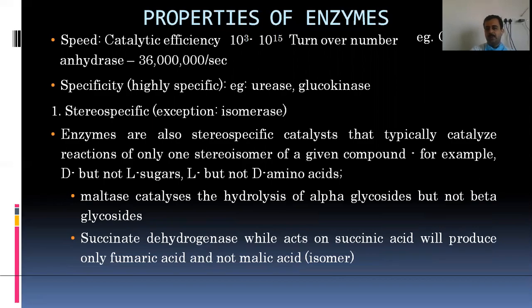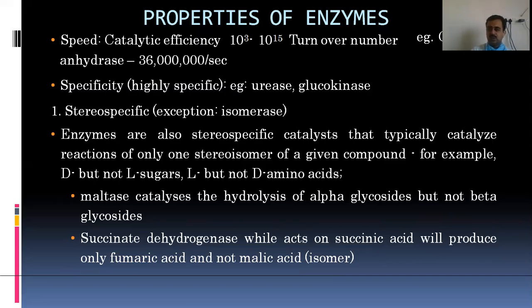Now, properties of enzyme. Let us understand the properties on what basis the catalytic activity or the active site works. Speed: catalytic efficiency 10 raised to minus 3 to 10 raised to 15, with a turnover number of up to 36 lakh per second. Specificity: highly specific. Every enzyme is said to be very much highly specific. One of the examples is urease or glucokinase.